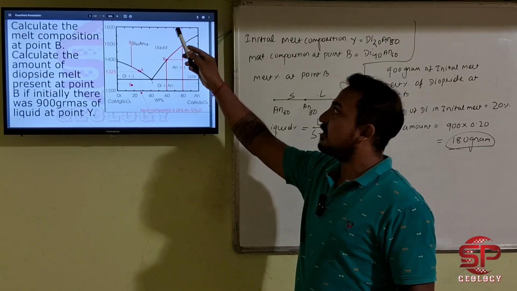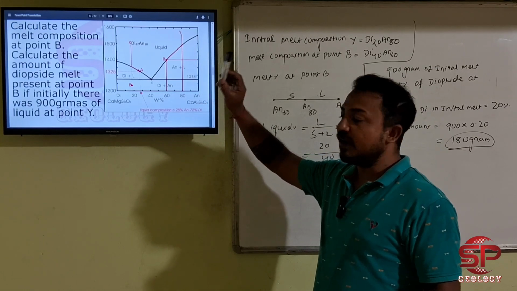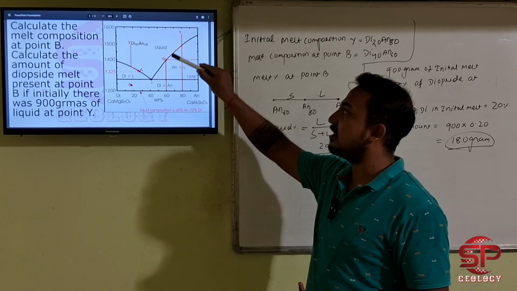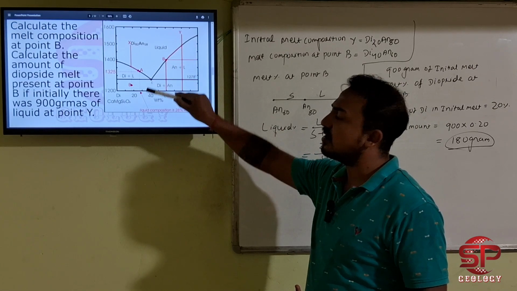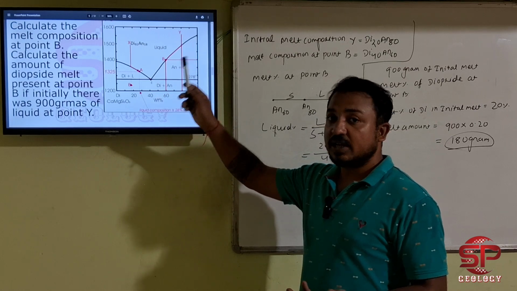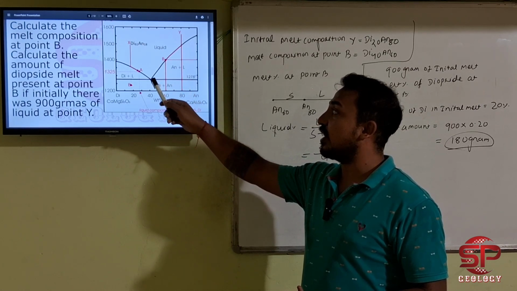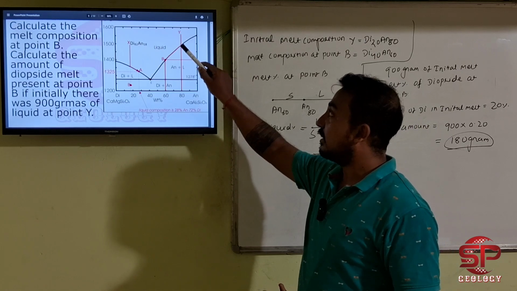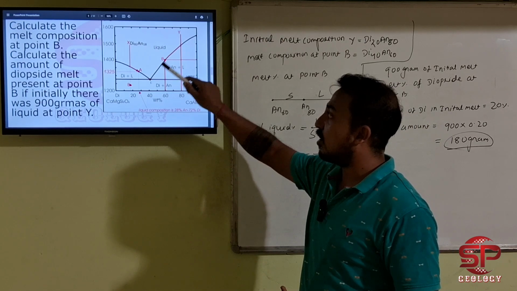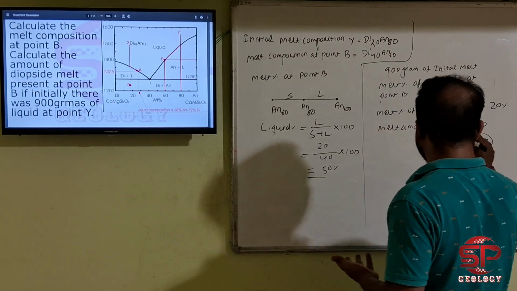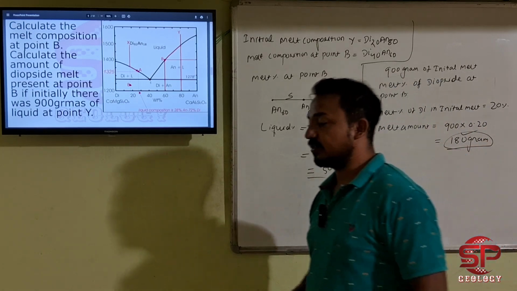So the initial amount of diopside will not change up to B, or you can say it will not change up to the eutectic point, because for this composition diopside will crystallize from the eutectic point, not before that. So from the beginning of the crystallization up to the eutectic point, the diopside amount will remain 180 gram. After that it will change.